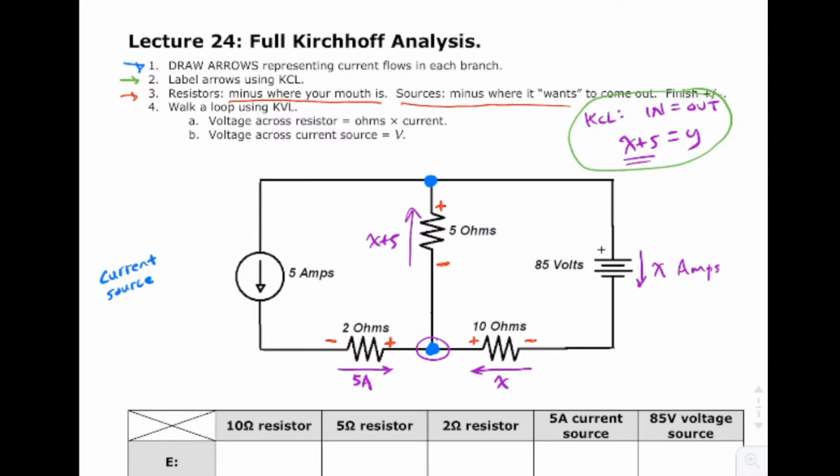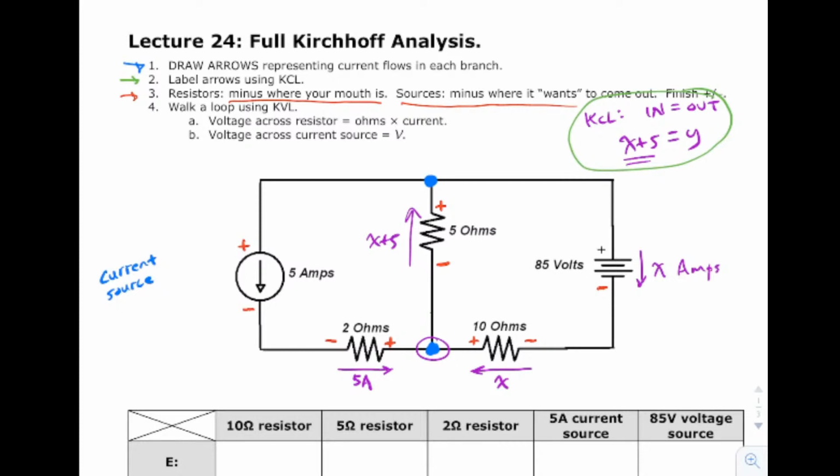Sources, the minus is where it wants to come out. Well, the battery wants to come out the negative terminal. That's where I'm putting the negative. And the reason I'm saying it that way is because, how do you handle this current source? You say, well, the arrow is pointing this way, so that's the way it wants to go. Put the minus there, put the plus there.